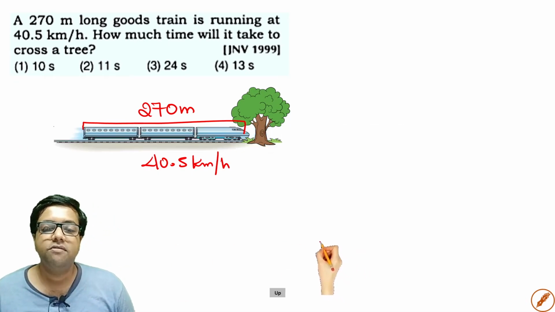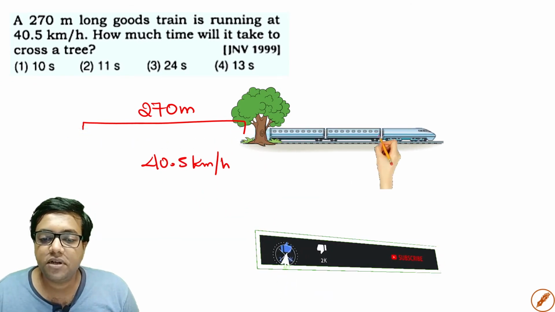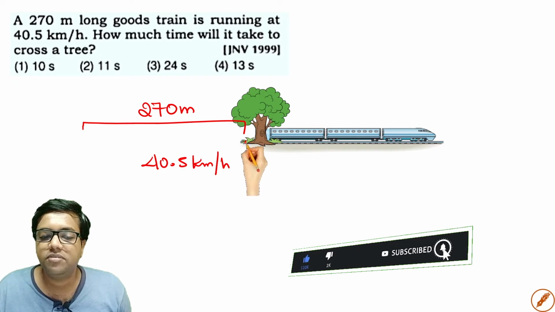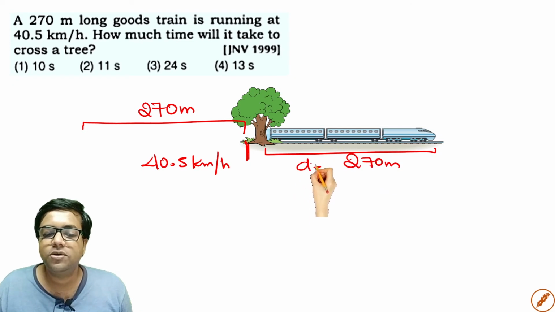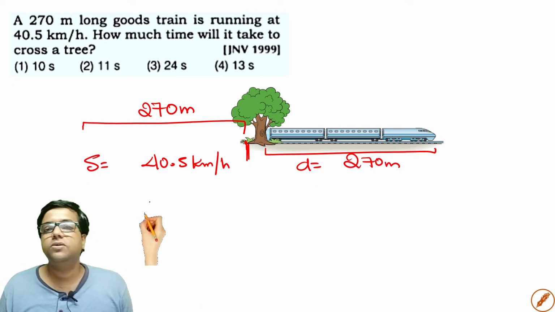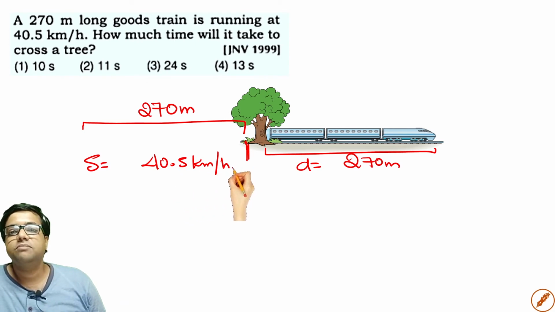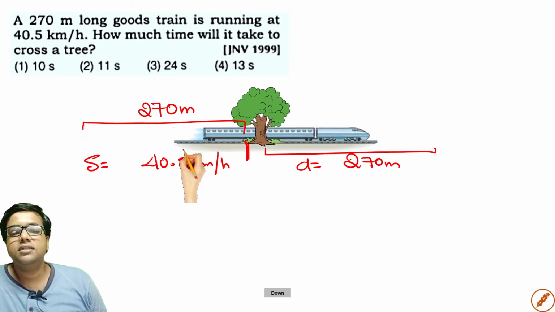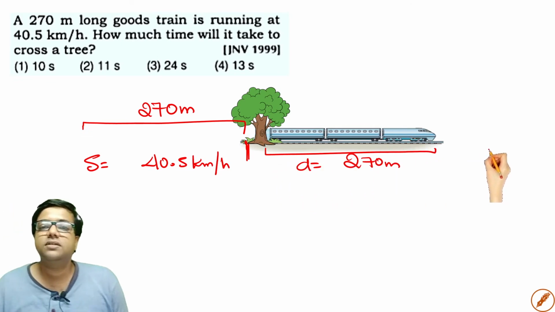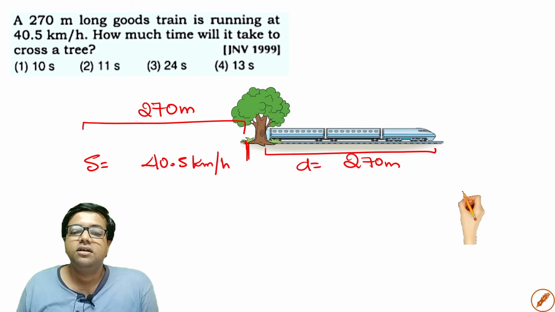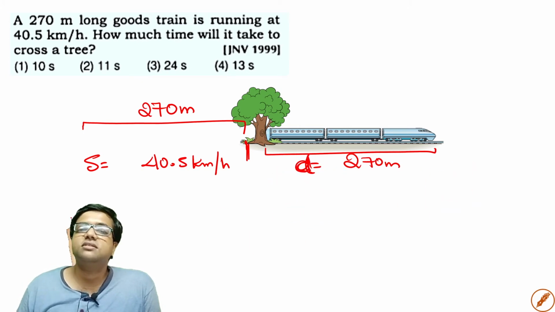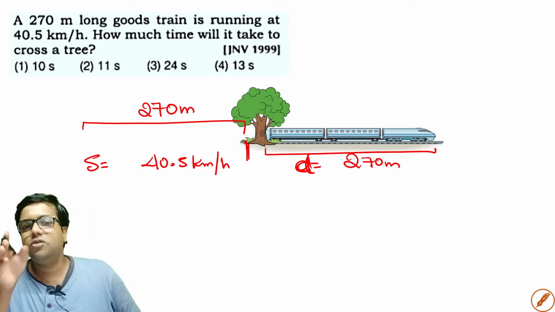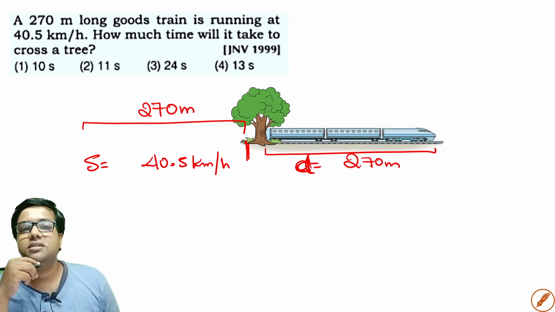Observe this very carefully. When it is crossing this tree, after crossing it, how much distance has the train traveled from this point? It has traveled around 270 meters. So the distance is equal to 270 meters and speed is equal to 40.5 kilometers per hour. You understand? For what distance is it traveling now? It is traveling for 270 meters, the length of the train itself. This is where this particular distance becomes very, very important. The length of the train itself becomes the distance traveled by the train when it is crossing over a point or a linear object.